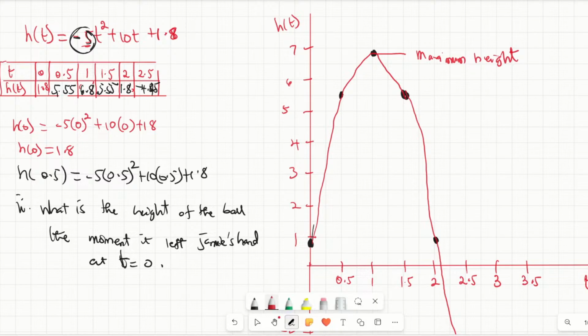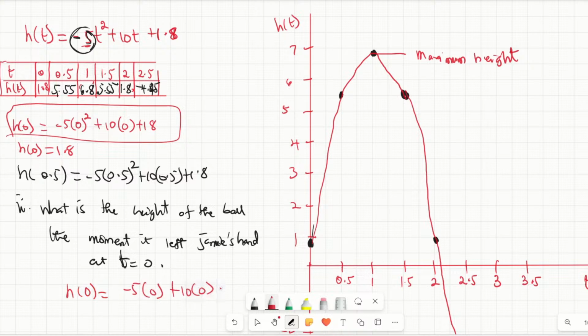So the height is what we did here. At t is equal to 0, we have h of 0 equal to -5 multiplying 0 plus 10 multiplying 0 plus 1.8, which gives us 1.8 as the height. So the height is 1.8. And we can also see it here, the first point, when he threw the ball. So that is the height.